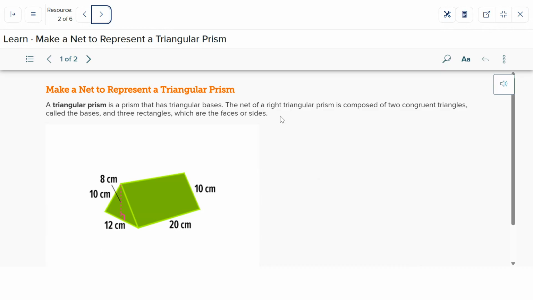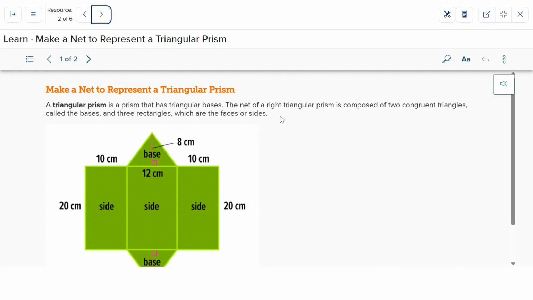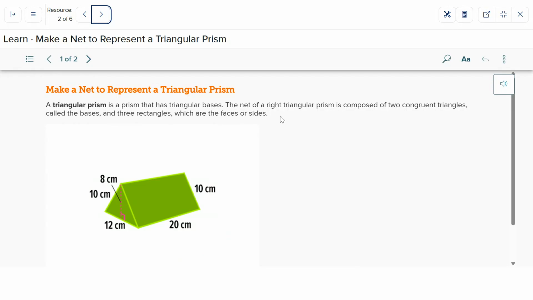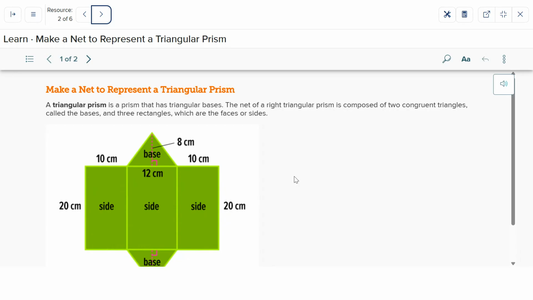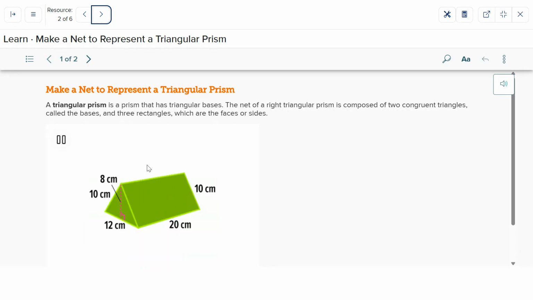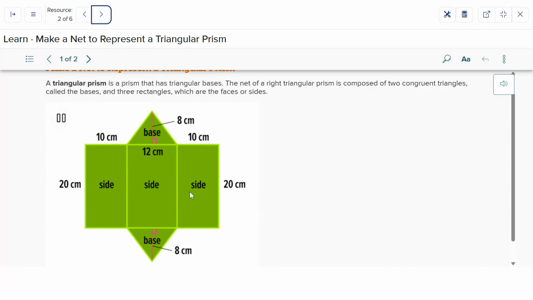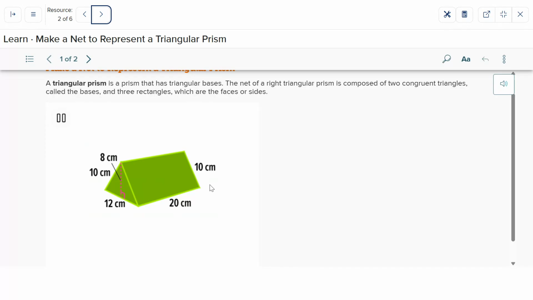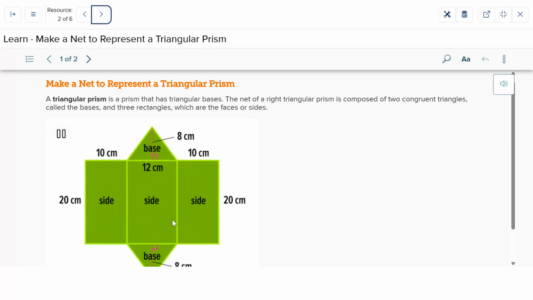Make a net to represent a triangular prism. So this is page 505. A triangular prism is a prism that has triangular bases. The net of a right triangular prism is composed of two congruent triangles, called the bases, and three rectangles, which are the faces or the sides. Because triangles have three sides, the triangular prism also is going to have those three sides and then two triangles as the base. So unlike the rectangular prism, we're actually only dealing with 5 different surfaces here to find our surface area. And 3 of them are rectangles and 2 of them are triangles.